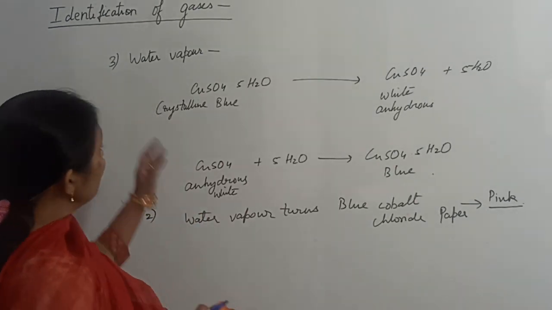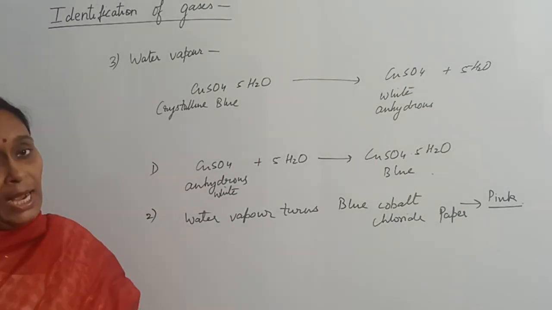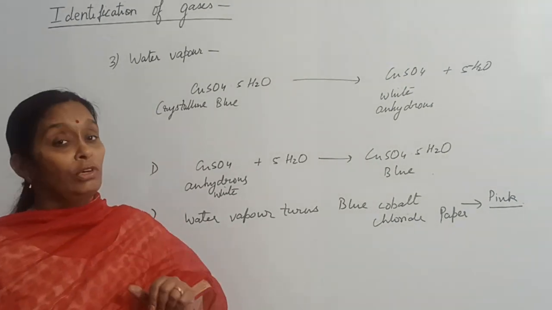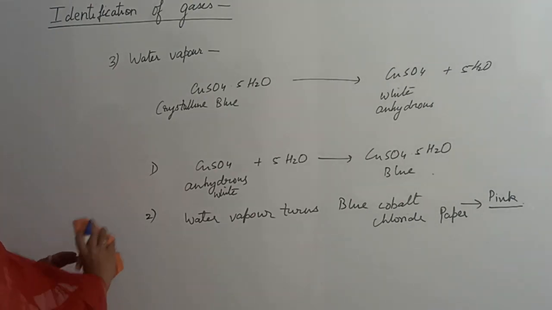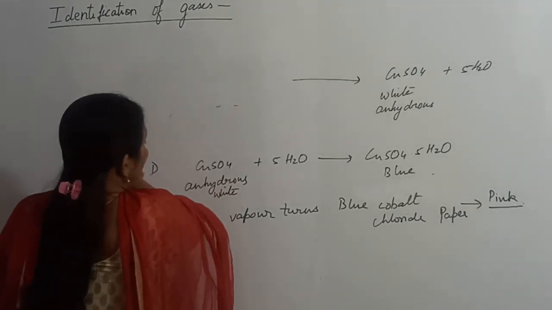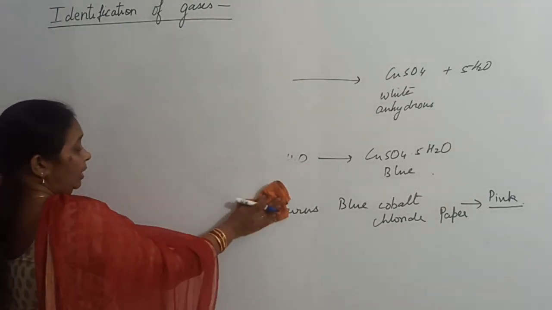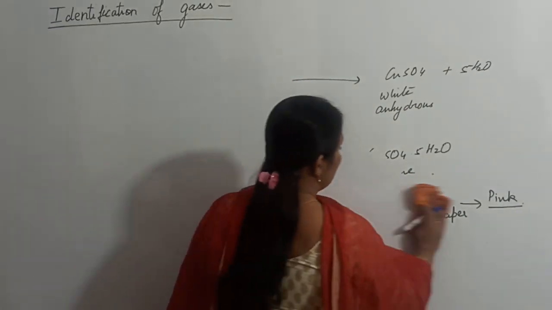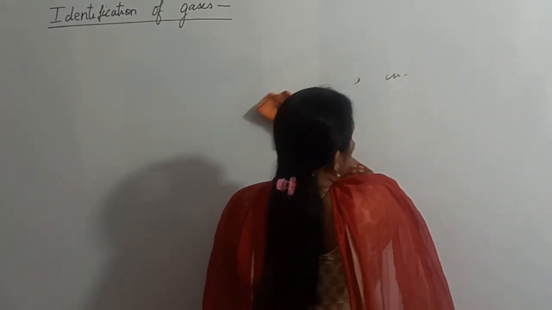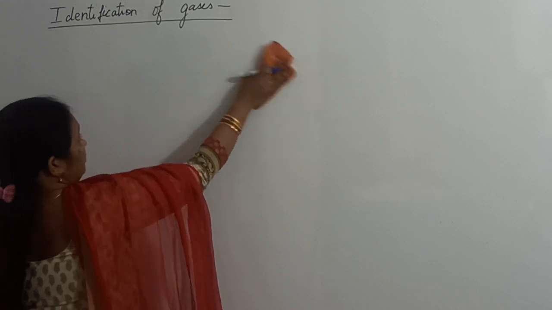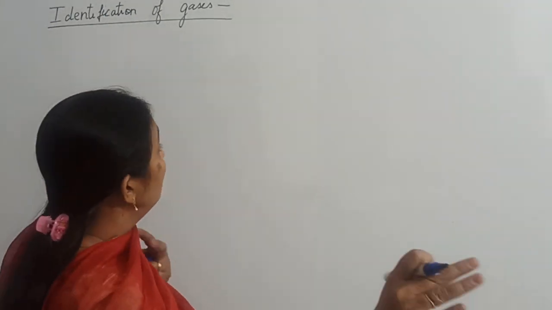Now these were the neutral gases. Hydrogen, oxygen and water vapor are neutral in nature. Next we are going to see a gas, that is carbon dioxide. Carbon dioxide is a gas which is acidic in nature. So let us see the fourth gas today, that is carbon dioxide.